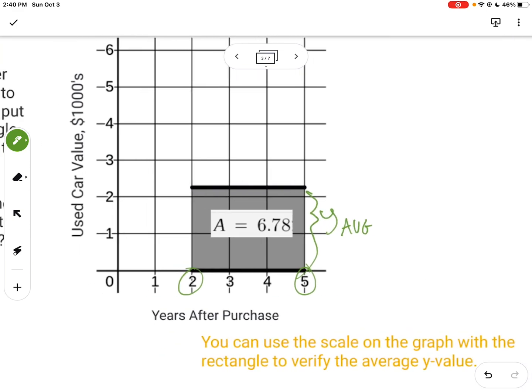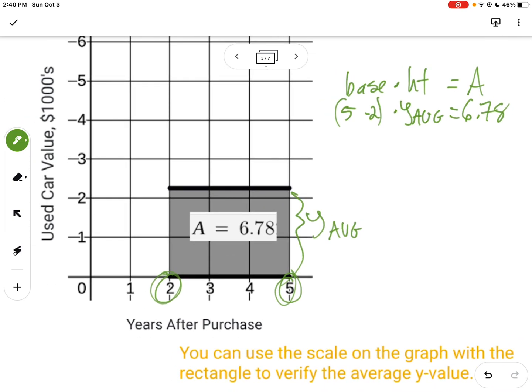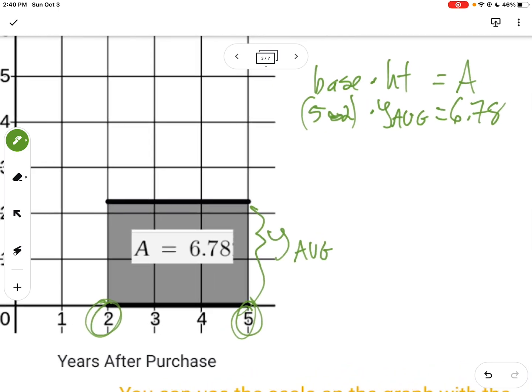So I'm going to do it this way. I'm going to say that base multiplied by height equals area. The base is 5 minus 2, right? Multiplied by the height. And what's the height? Y average. And that equals the area. The area is 6.78. So I know that 5 minus 2 is 3, so I need to divide both sides by 3. Y average will equal 6.78 divided by 3.